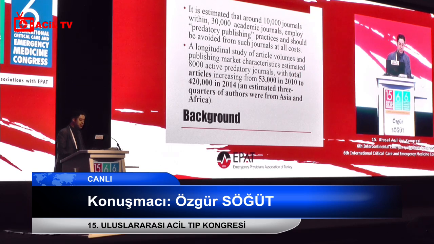A longitudinal study of article volumes and publishing market characteristics estimated 8,000 active predatory journals, with total articles increasing from 53,000 in 2010 to 420,000 in 2014. This is estimated. It has been stated in this study that 3/4 of authors were from Asian and African countries.